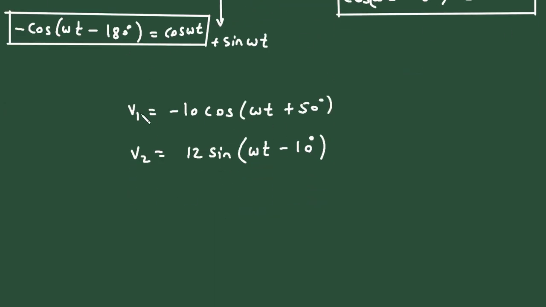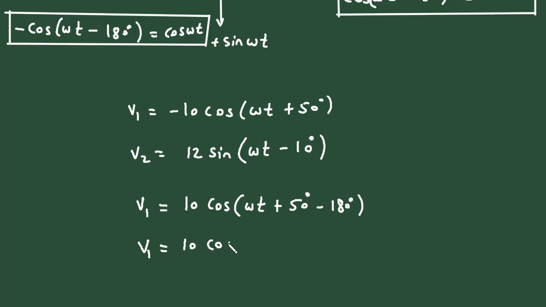So here for V1, V1 is equal to, now we will change this minus to plus, and this 10 as it is, this 10 is the amplitude. So 10 cos omega t plus 50 degree, and here we have to add minus 180 degree. So minus 180 degree. Now let's simplify it. So V1 is equal to 10 cos omega t, and this will be minus 130 degree. So let's say this is equation number 1.